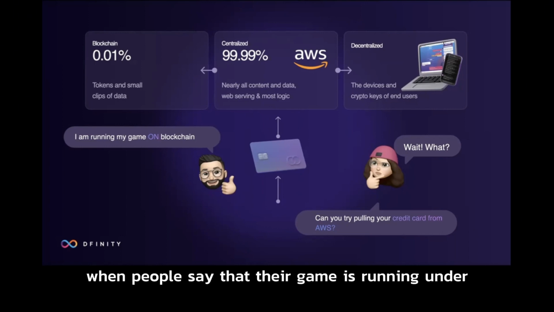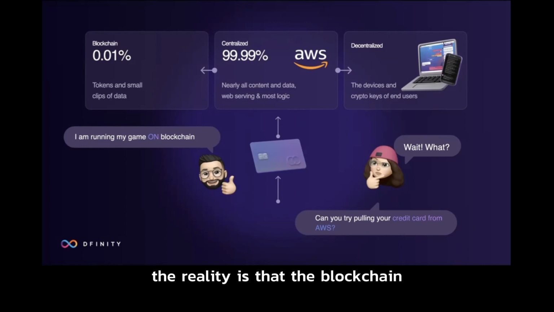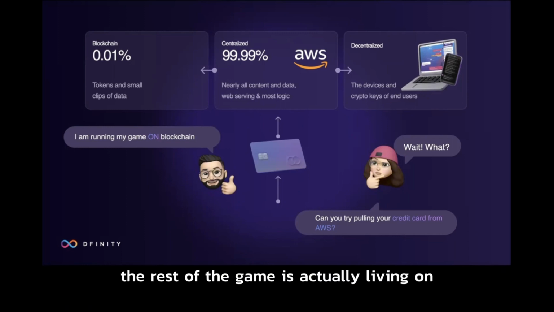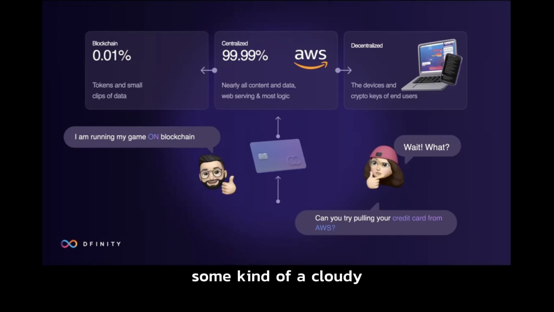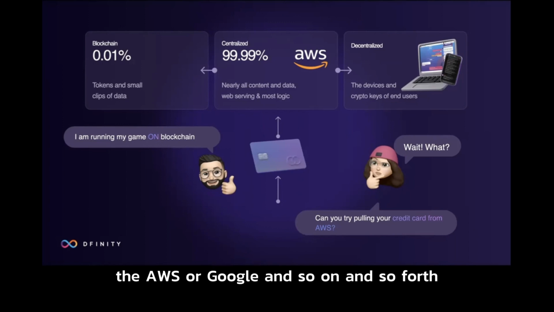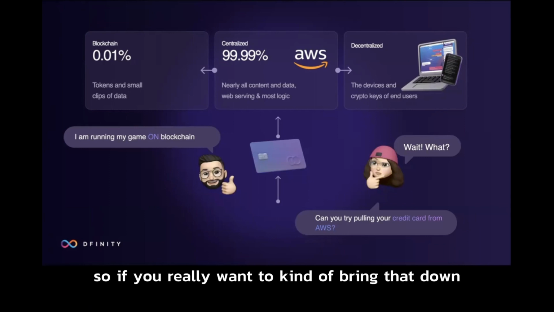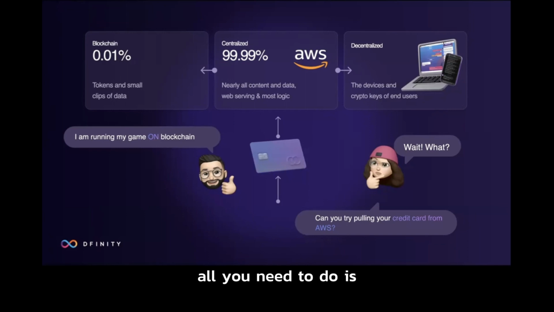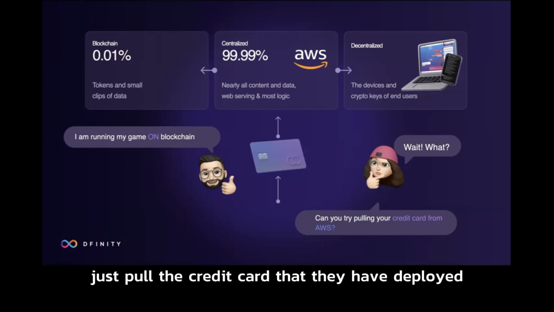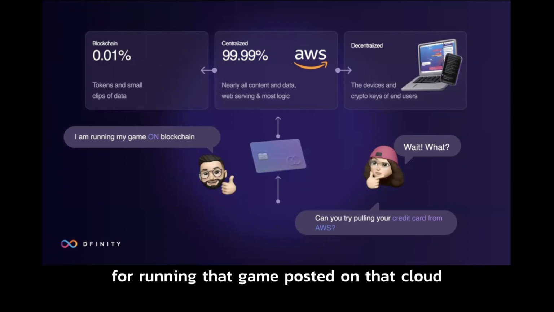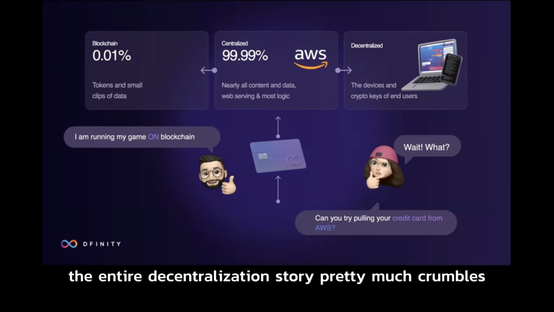Similarly, when people say that their game is running on the blockchain, the reality is that the blockchain essentially hosts the token interface, the token ledger, while the rest of the game is actually living on some kind of cloud, AWS or Google, and so on. So when we say decentralized, what that basically means is whoever is paying the credit card bill for AWS or Google Cloud is the off switch. If you really want to bring that down, all you need to do is pull that credit card that they have deployed for running that game hosted on that cloud, and off you go. The entire decentralization story pretty much crumbles.